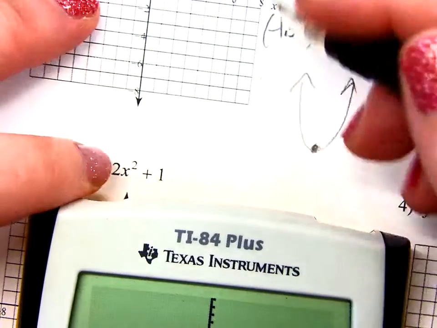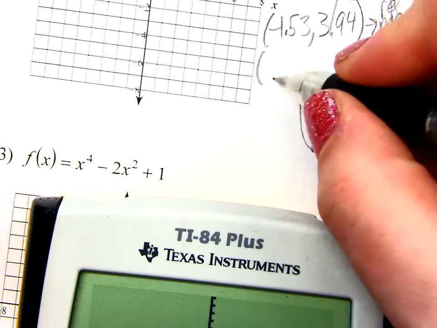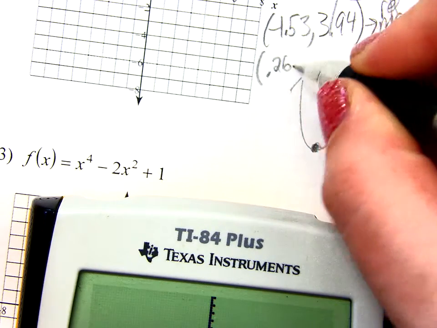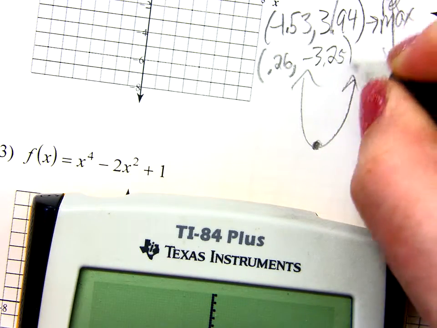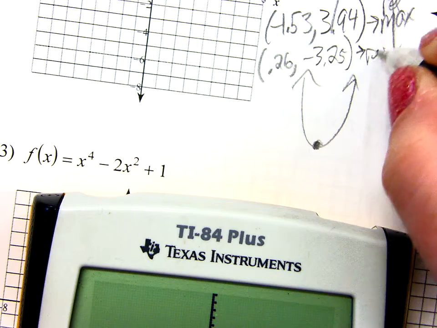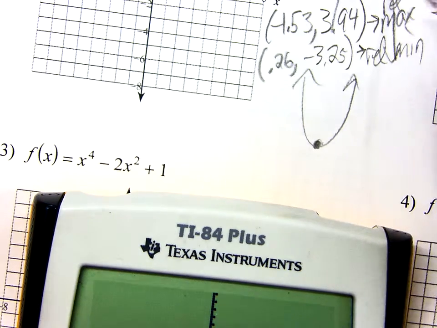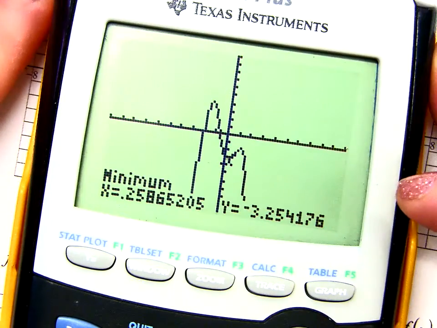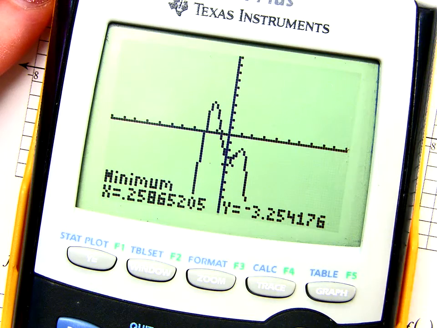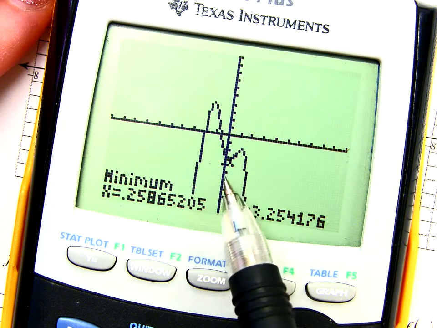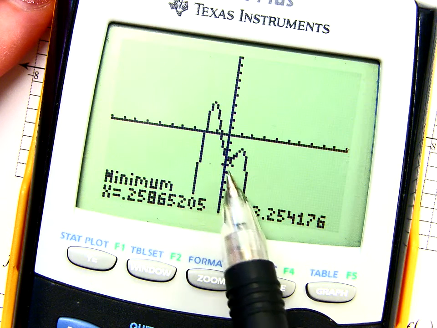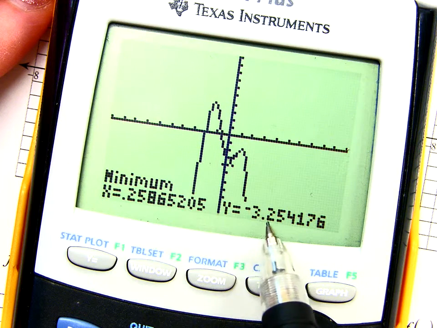So I jot that down. So it's 0.26, comma, negative 3.25. And that is a min, relative min. So that point. Yeah, and you'll see when you hit enter, the blinky guy goes exactly to it. So he's exactly on it, and that's its ordered pair.